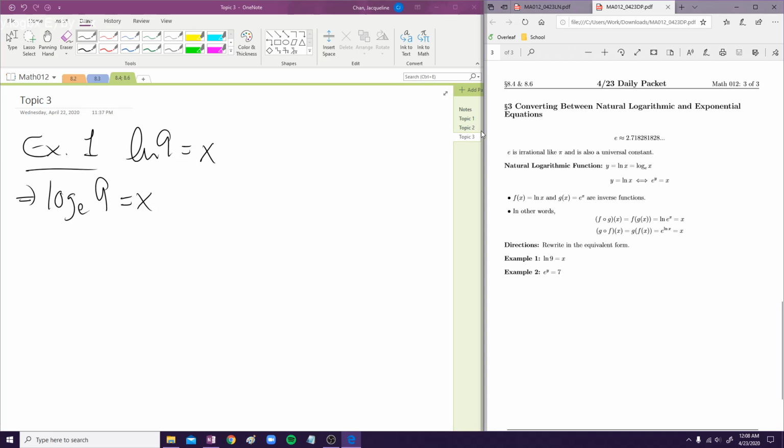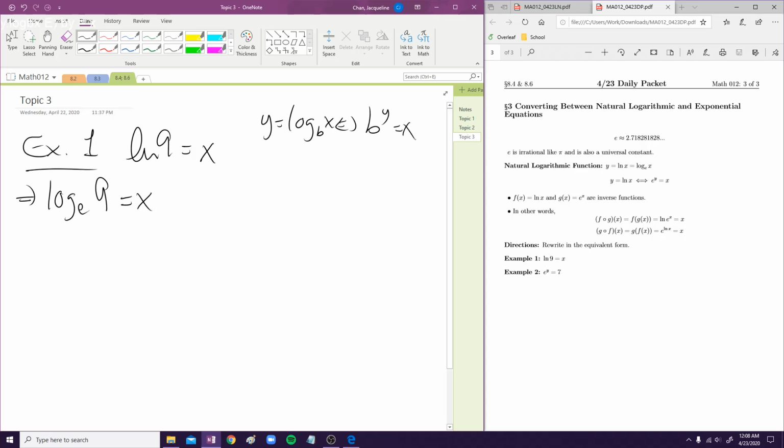So essentially, you don't really have to memorize this one. The main thing you have to know is y equals log base b of x is equivalent to b to the y equals x. As long as you know this, and as long as you know that the natural log of x is equal to log base e of x, you're golden. So in our case, y is equal to x, b is equal to e, and x in this case is equal to 9.